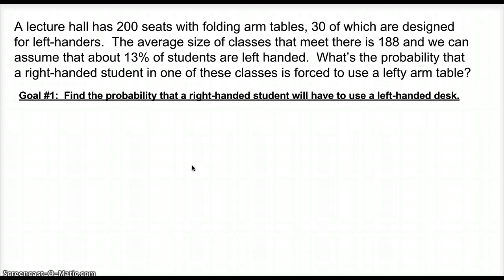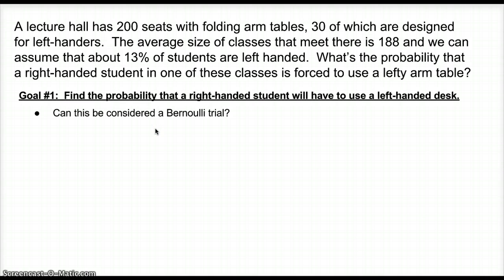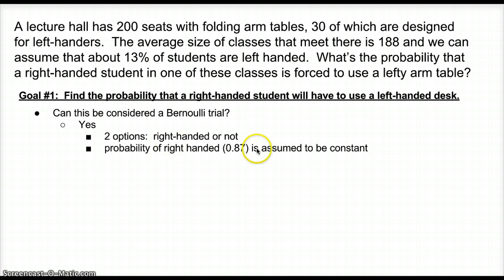So thinking about that, we also need to determine if this is a Bernoulli trial. So let's do that first. Can it be considered a trial? Yes. How do you know it's a trial? Well, we know it's a trial because you have two options. You're either right-handed or you're not, or the desk is right-handed or not. The probability of right-handed is 0.87, which is assumed to be constant. It's not going to change.